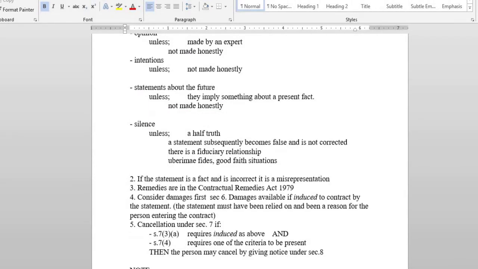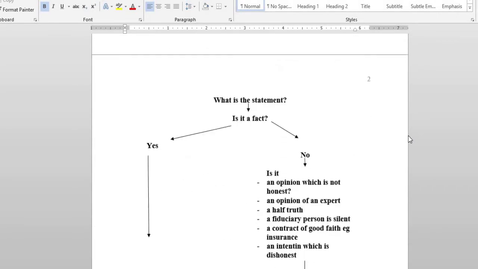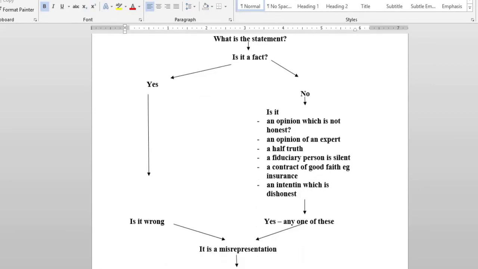Okay, and once we've got through deciding we've got a misrepresentation, we're going into remedies. Now, to cover that is a diagram in this document which is on Canvas, which sets out steps in a little more visual way. So here we have what's the statement. So you set out the statement in your assignment. Is it a fact? If yes and it's wrong, it's a misrepresentation. If no, and it's an opinion, which is your second example, and it's by an expert or not true, then it's a misrepresentation and you can be sued for those statements as well.